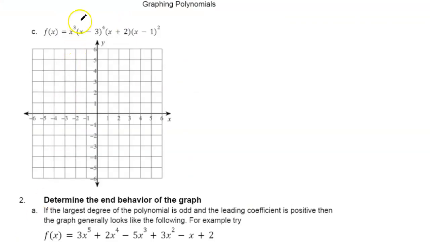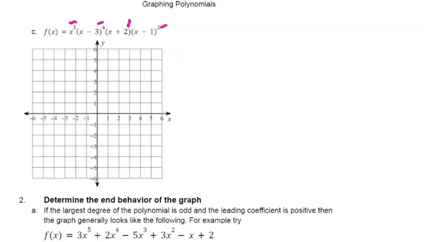On this one, we've got this 3, so now my 0 root has a multiplicity of 3. It occurred 3 times. My x minus 3 occurs 4 times here. This x plus 2 occurs once, so that would be a 1. And this x minus 1 occurs twice. So same roots again, but it's going to change slightly.